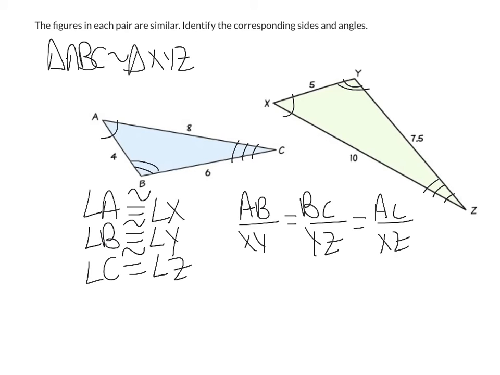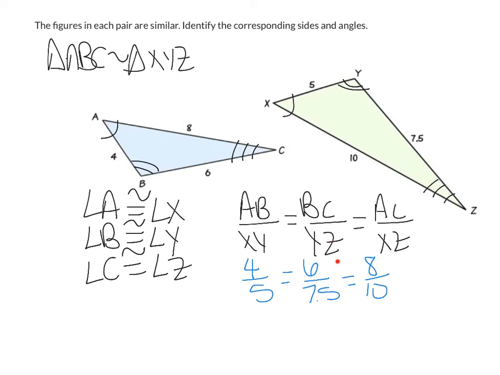And so what we find out, and let's actually step this out, is that if I write these side lengths, if you consult your picture, AB is 4, XY is 5, and then if I fill in the blanks here, BC is 6, and YZ says it's 7.5, and then AC is 8, and XZ is 10. Now what we're going to find out is that all of these are equal.